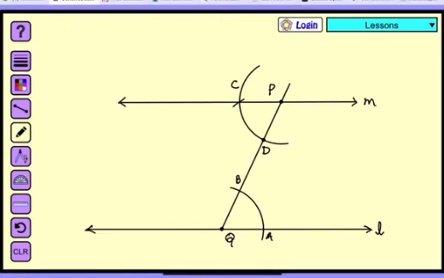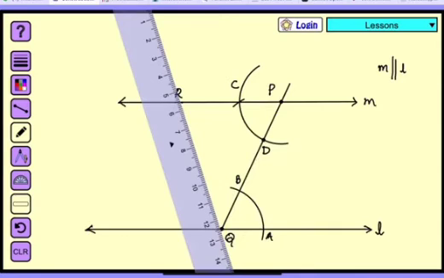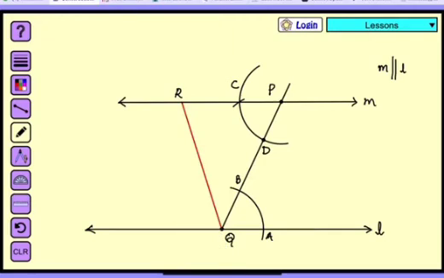Now here, children, you can observe that M is parallel to L. Now we'll have to join P to any point Q on L. The other condition the problem has given is we'll have to choose any other point R on M. We'll choose another point R on M. Now we'll have to join R and Q. Now we have joined R and Q.